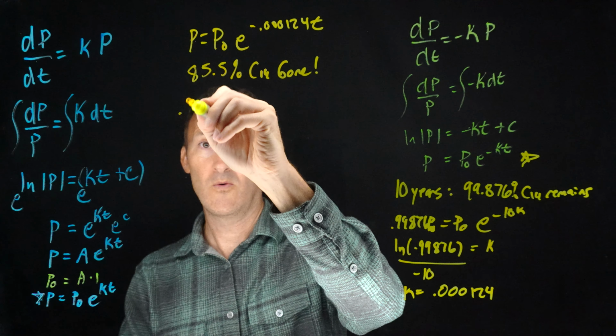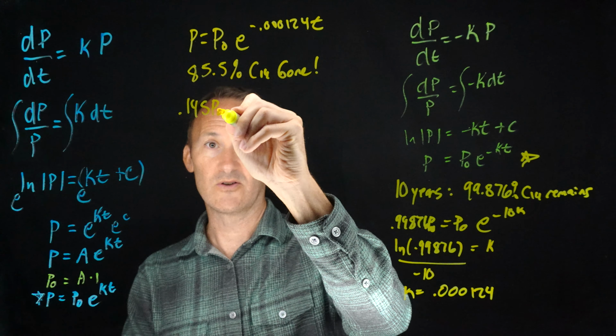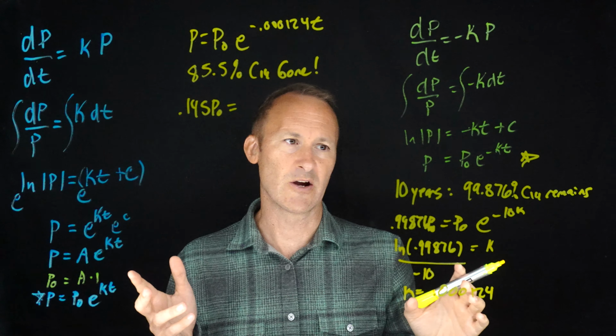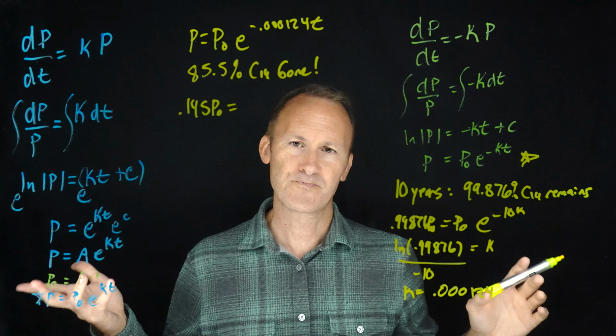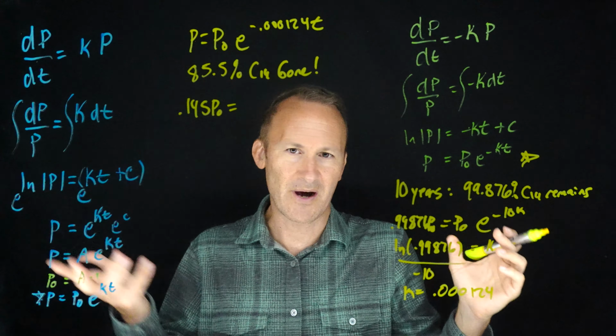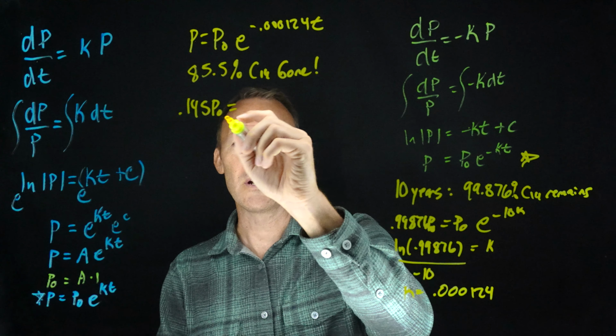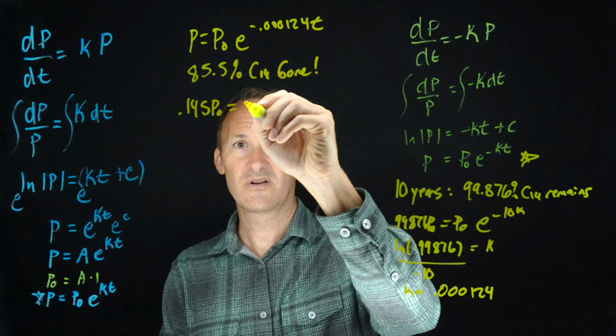So once again, we can do just like we did here. It's 0.145 of the original. Now P naught is for population. P could be any variable. In this case, you could use another variable because it's not population. You could use A, you could use anything. It's not standard though to use P for the amount of carbon.